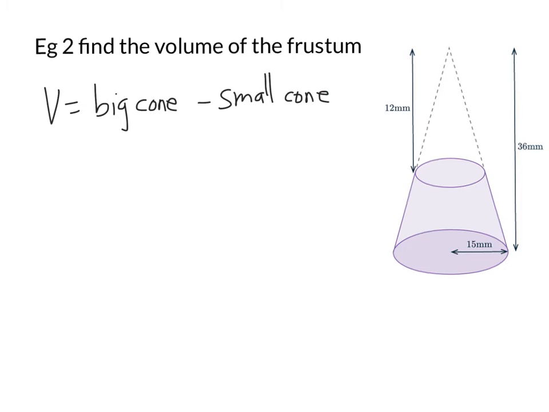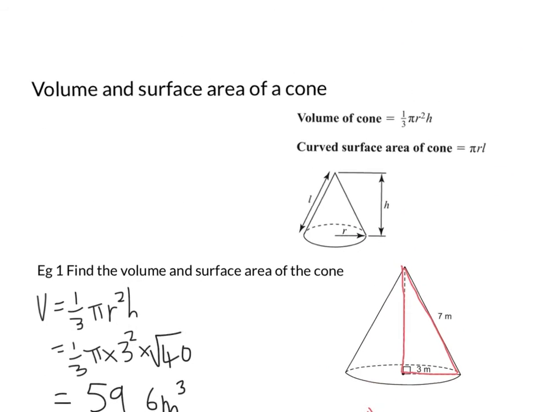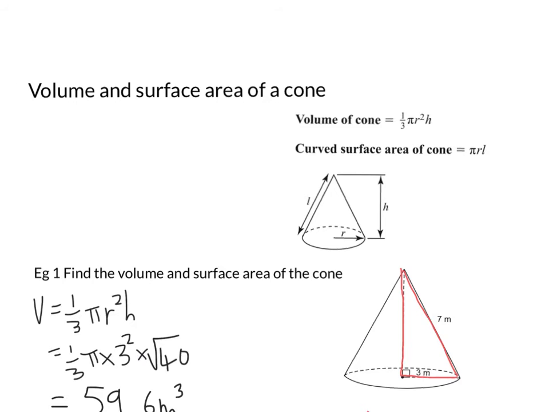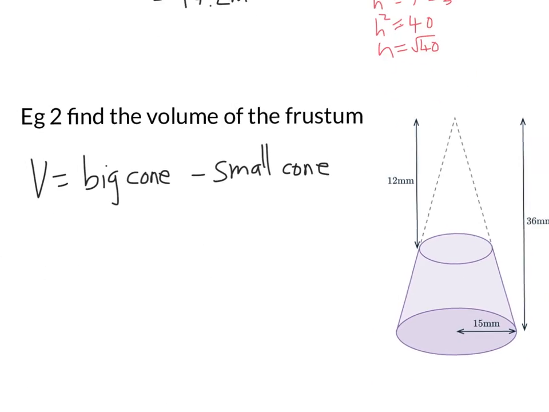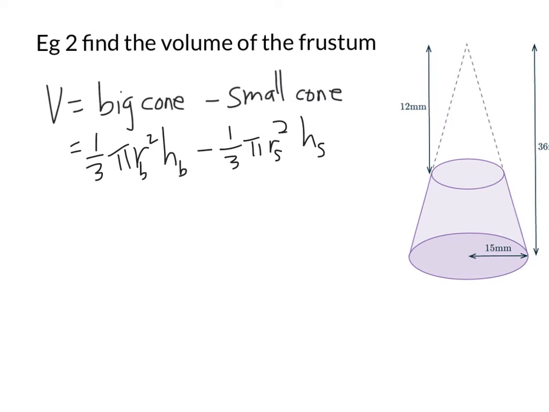Now what's the volume of a cone? We'll have to remember that. It's here, 1/3 pi r squared h. Now this r is for the big cone and this h is for the big cone. Then 1/3 pi r squared h again, where this r is the radius of the small cone and this h is the height of the small cone.